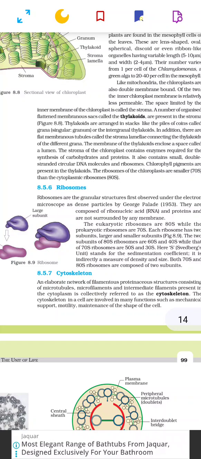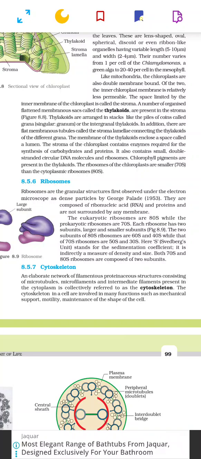8.5.6 Ribosome. Ribosomes are granular structures first observed under the electron microscope as dense particles by George Palade in 1953. They are composed of ribonucleic acid, RNA, and proteins and are not surrounded by any membrane. The eukaryotic ribosomes are 80S while the prokaryotic ribosomes are 70S. Each ribosome has two subunits, a large and a smaller subunit. The two subunits of the 80S ribosome are 60S and 40S, while those of the 70S ribosome are 50S and 30S.